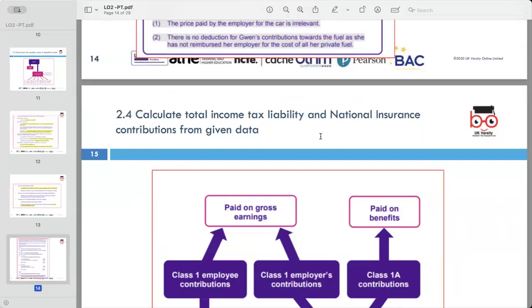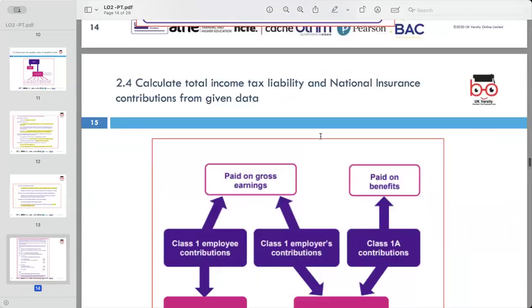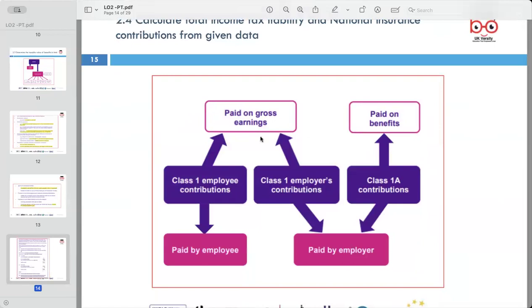Calculate income tax liability and national insurance contributions for the given data. Paid on gross income, Class 1: we have a Class 1 employee contribution, which is paid on gross earnings and is deducted from the employee's wages by the employer. These contributions are paid by employees.